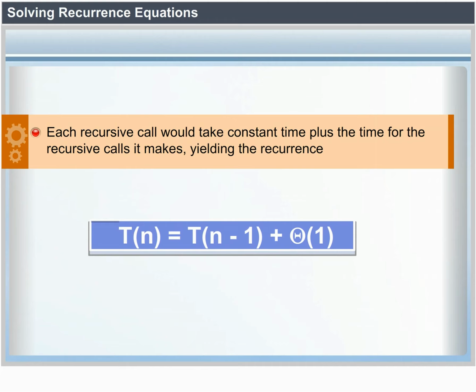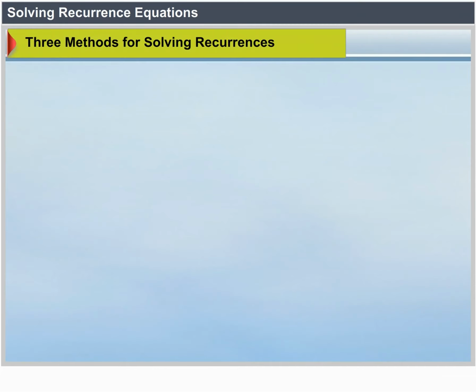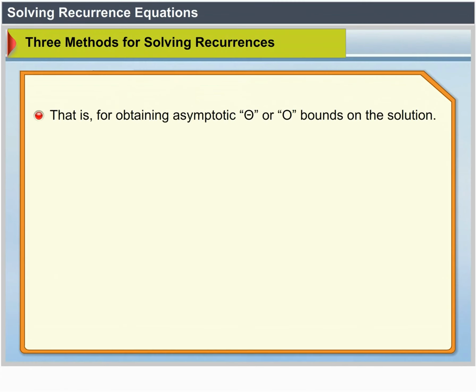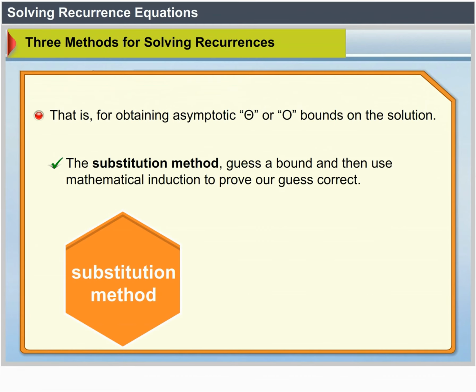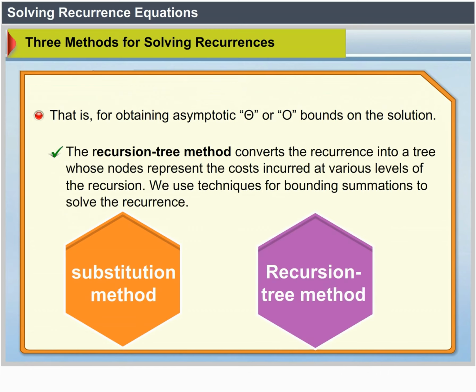Three methods for solving recurrences, that is, for obtaining asymptotic theta or big O bounds on the solution. The substitution method: guess a bound and then use mathematical induction to prove our guess correct. The recursion tree method converts the recurrence into a tree whose nodes represent the costs incurred at various levels of the recursion. We use techniques for bounding summations to solve the recurrence.